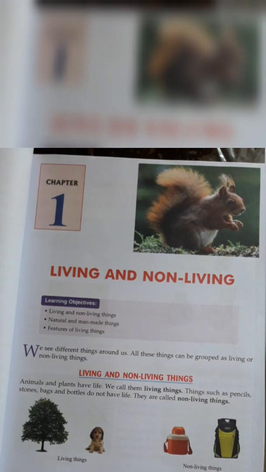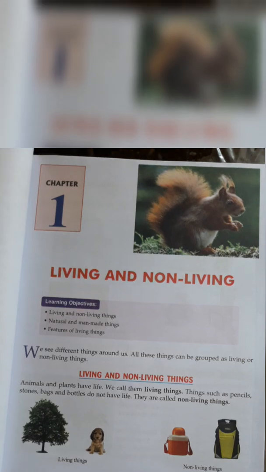So things that have life, like animals, plants and human beings, are called living things. And things like pencil box, stones, bags, bottles do not have life, so they are called non-living things.